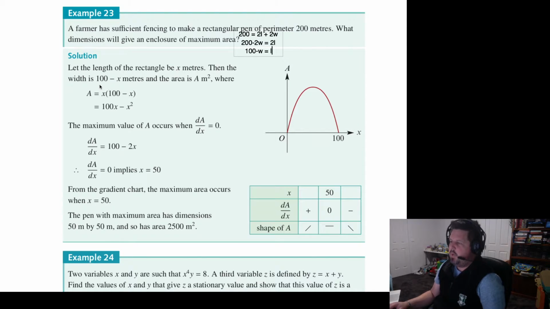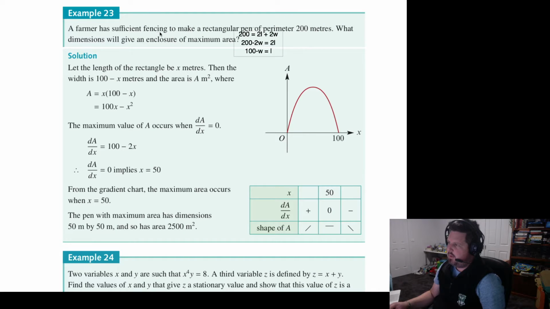Once you've identified that the width is 100 take away x, again, to get the area, hopefully you realize it's length times width. It's going to be 100 take away x multiplied by the other one, multiplied by x. Expanding that out, the area is 100x take away x squared.